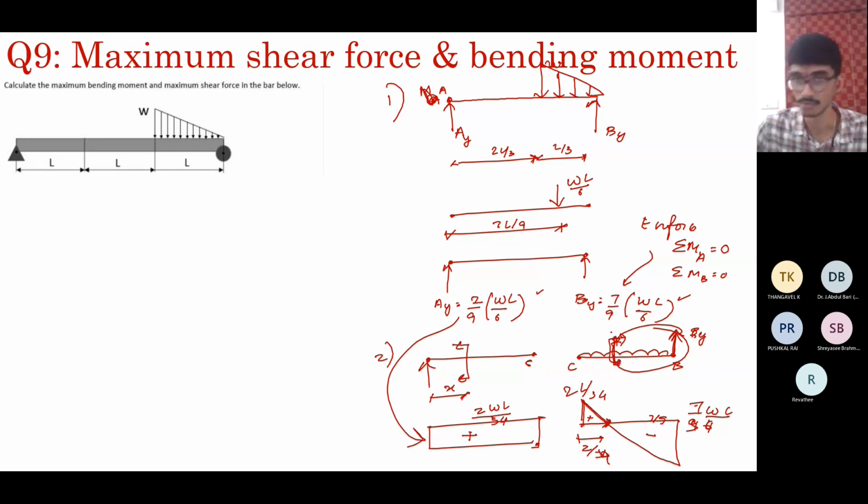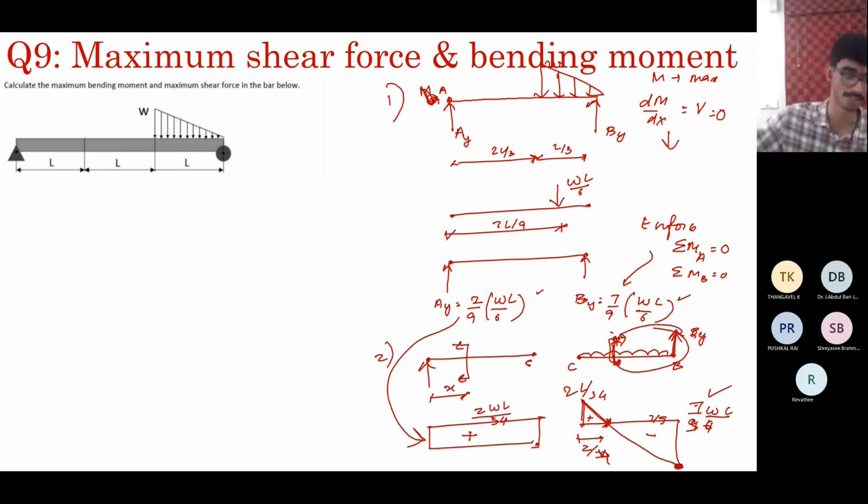So this divides the line in the same fraction. Find the moment at this point, that will be the max, because if M is maximum, dM by dx is equal to V is equal to 0. So you get the maximum bending moment at this point, and the maximum shear force by magnitude will be here. Compared to 7WL by 54 and 2WL by 54, you see this is maximum. So that is it.